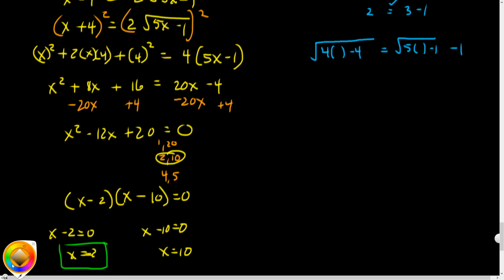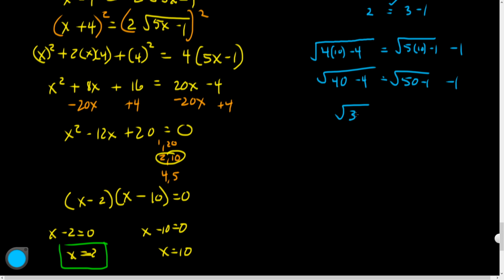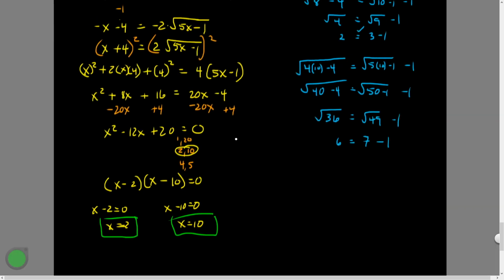Let's see. The other one is 10. So 10 here, 10 there. So square root of 4 times 10 is 40 minus 4. Is that equal to the square root of 50 minus 1 on the outside? Is that equal to square root of 36? 49 minus 1, square root of 36 is 6. Square root of 49 is 7 minus 1, and that's true! Hey! And so this problem had 2 solutions, and it took quite a while.